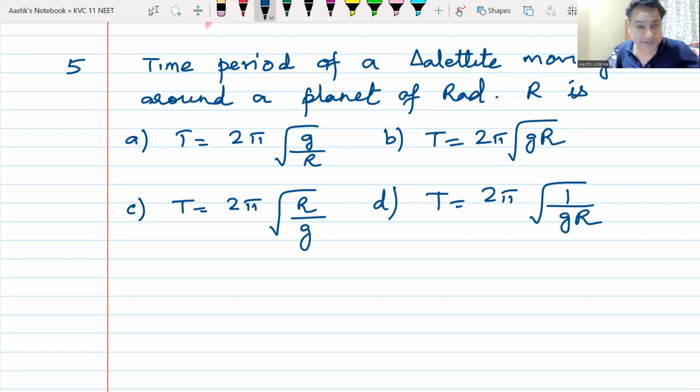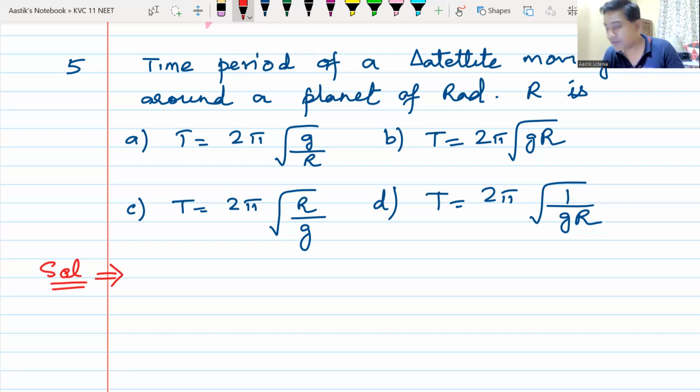Now you know nothing about the time periods. You have not read the satellite chapter, which is gravitation, which is way ahead. Still, can you do it? Looking at the options, your time starts now. And I hope you would be able to give me a satisfactory reply. Remember, I'm not worried about the answer. I'm worried how you are going to solve it. Because if you solve it correctly, you will invariably land up with the correct answer.